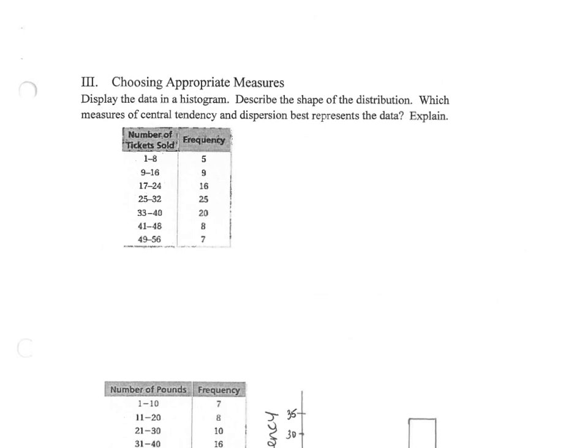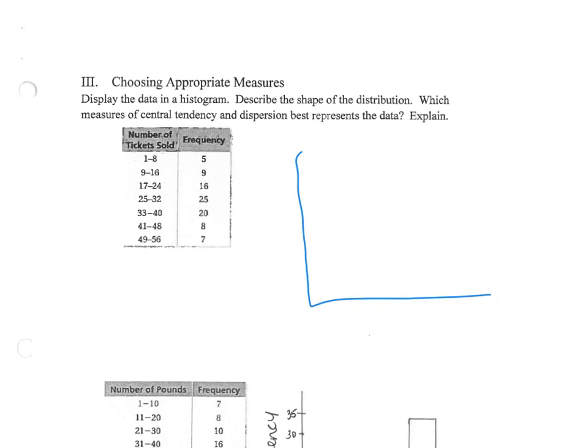So when you create your histogram, you're going to create basically a bar graph. And then down here is the range of values. So this is going to be a range. So we're going to actually label it as number of tickets sold.